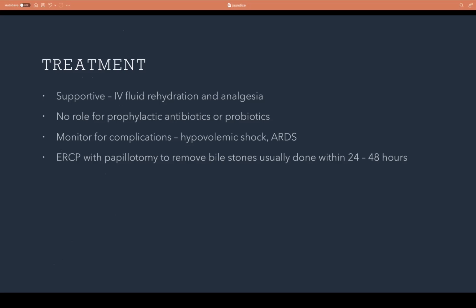Studies haven't shown a role for prophylactic antibiotics or probiotics. And it's important to monitor for complications, such as shock and acute respiratory distress syndrome. Ultimately, we do need to remove the stone that's causing all these issues. So an ERCP with a papillotomy, a small cut in the sphincter that can allow the stones to come out. And there are also some ways to actually go inside and remove the stones as well. They're usually done 24 to 48 hours after all the inflammation has settled.